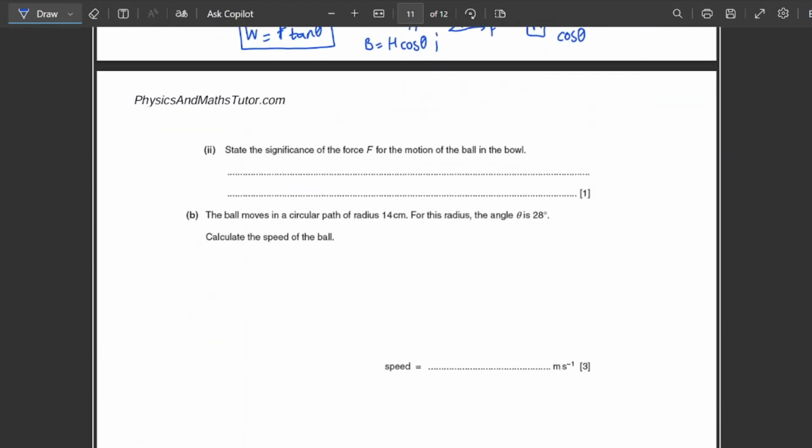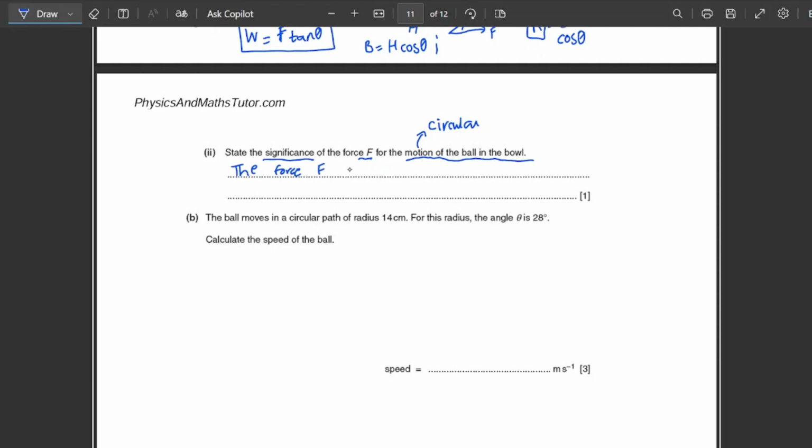Okay, moving on to the next part, it says state the significance of the force F for the motion of the ball in the bowl. Now the motion is of course a circular motion. And so the significance is that the force F basically provides the centripetal force for the ball's circular motion.